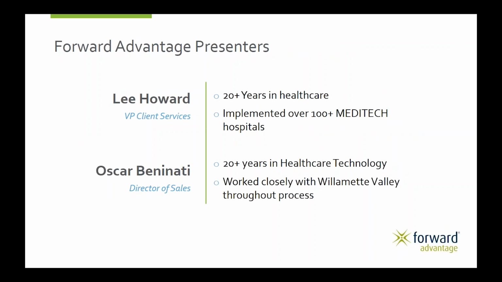Also with us today is Lee Howard of Forward Advantage. Lee Howard is the Vice President of Client Services and has over 20 years of healthcare experience and has implemented OneSign in over 100 Meditech hospitals, both in the U.S. and Canada. Welcome, Lee. Thanks, Oscar. I'm Oscar Beninati, and I'm Director of Sales here for Forward Advantage, and will be your moderator. I also have 20 years of healthcare experience and have worked at Meditech in the early 2000s. I worked with Diane and the folks at Willamette Valley during their search process as well as during their implementation process.